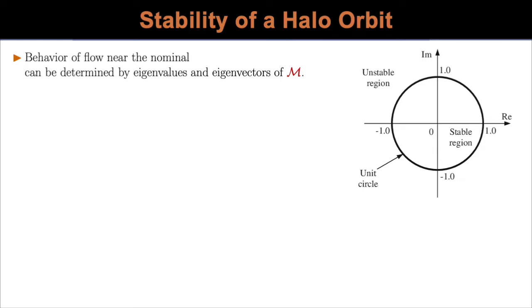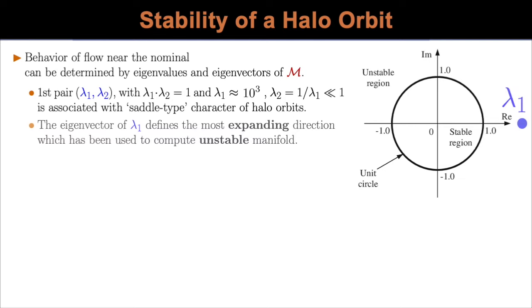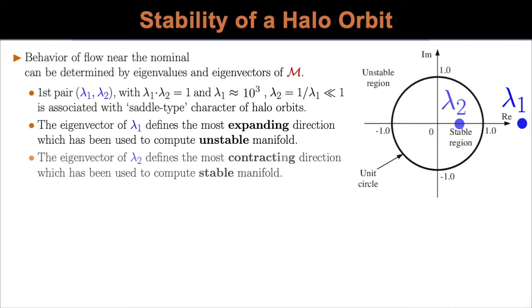But let's just go through this. For a halo orbit around either L1 or L2, we have a first pair of eigenvalues. Due to a constraint of Hamiltonian systems, their product has to equal 1. One of them is usually pretty large, on the order of 1,000. That means it defines the most expanding direction, or unstable direction. The other one is going to be the reciprocal of that, 1 over lambda 1, because this product has to hold true. So it's within the unit circle, and it defines the most contracting direction, used to compute the stable manifold.